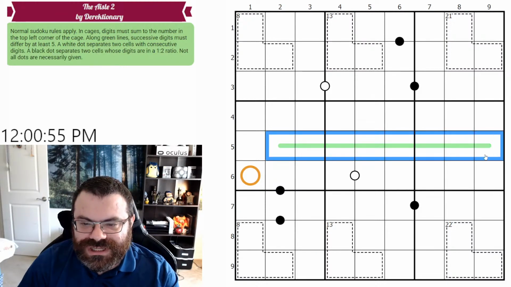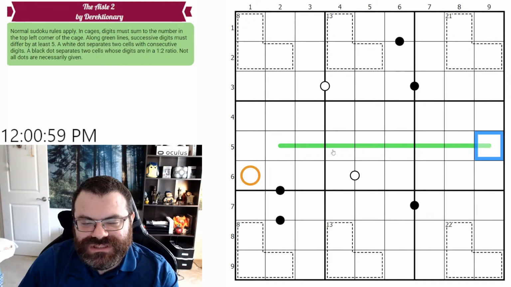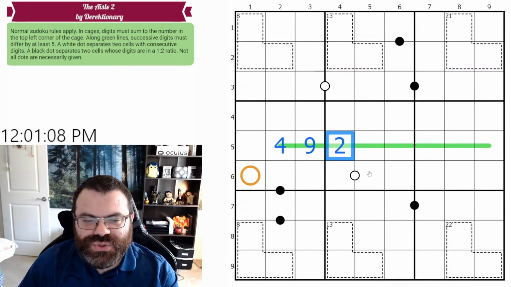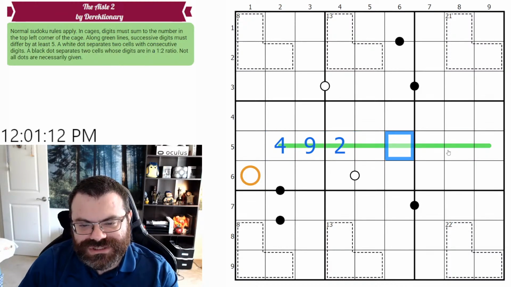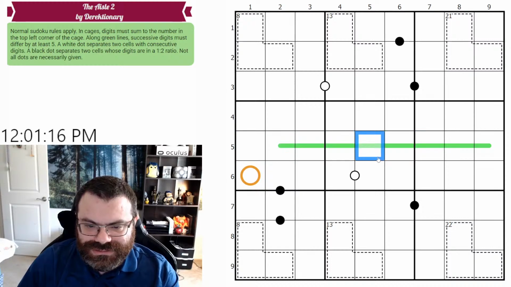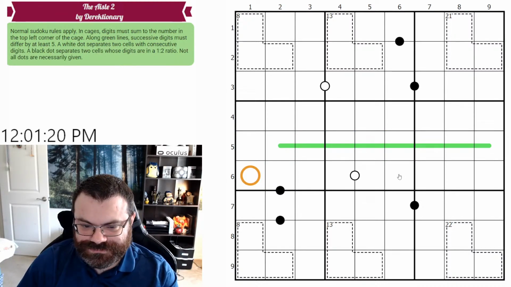Green lines are German whisper lines. So as you move along the line, you have to have a difference of at least 5. So if I put a 4 here, the only value that can go here is a 9, because that's the only number that's 5 away from 4. But then from here, I could put, say, a 2, because that's 7 away. That's at least 5. And that works, and we can just keep going from there. This could be, say, a 7 or an 8. All right, so that's the green lines, German whisper lines.